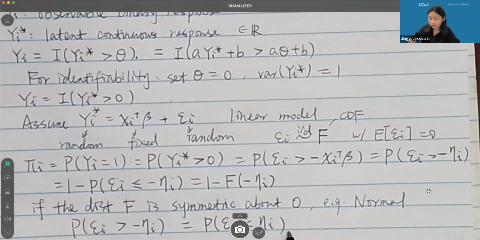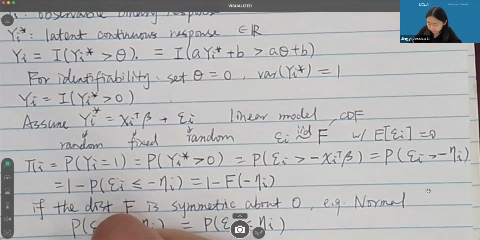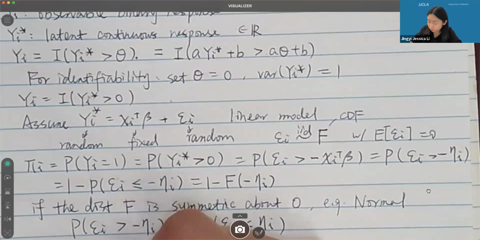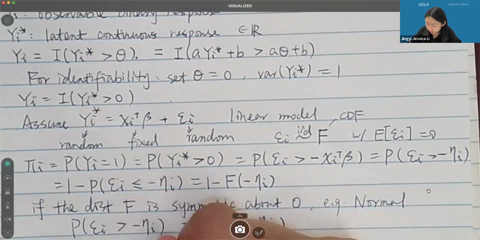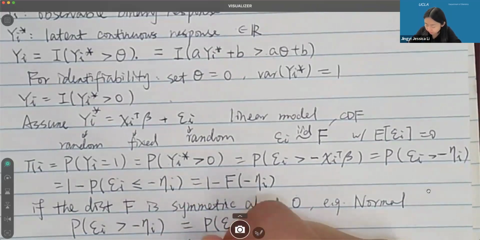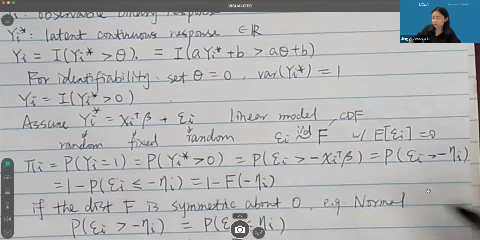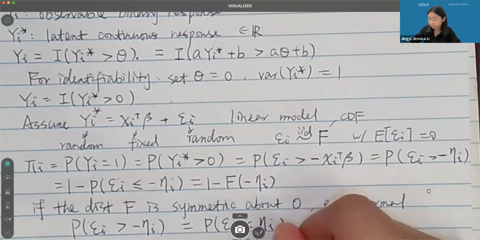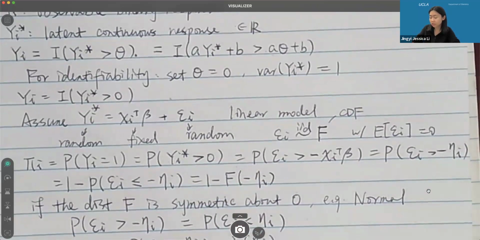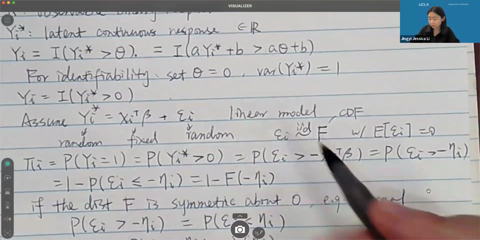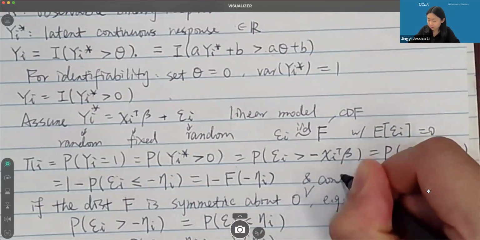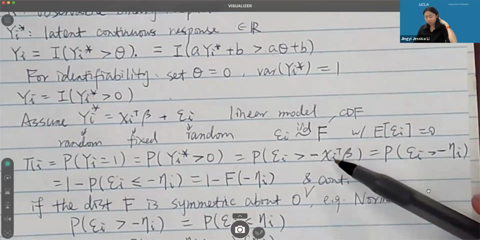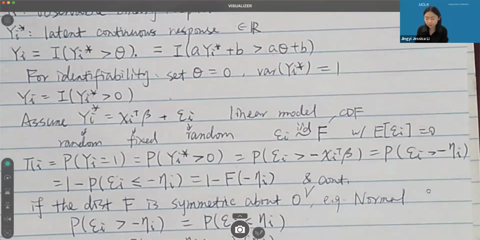So in this case, pi I can be written as the probability epsilon I less than eta I. And that's the CDF function F applied to eta I. Of course, this is under the assumption that F is continuous, symmetric about 0 and continuous. It's reasonable to assume the error terms to be continuous random variables.